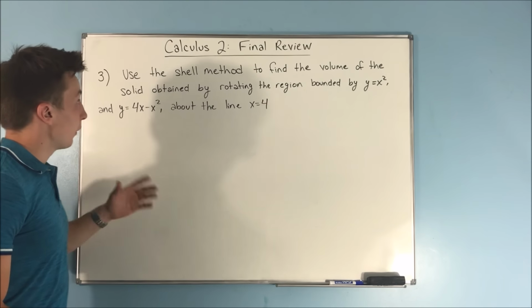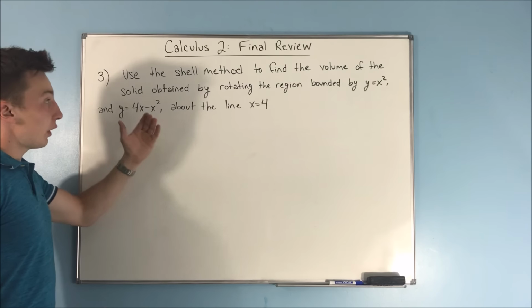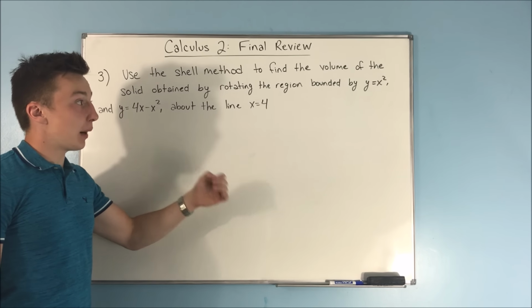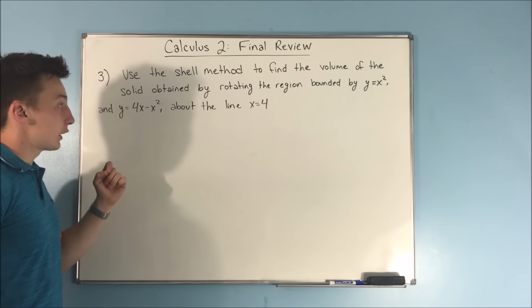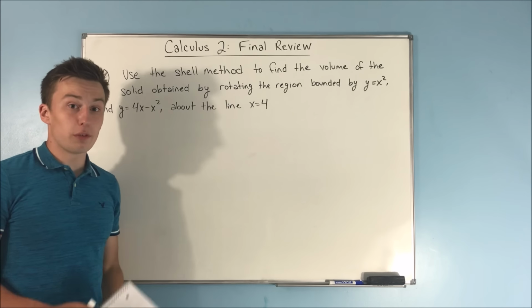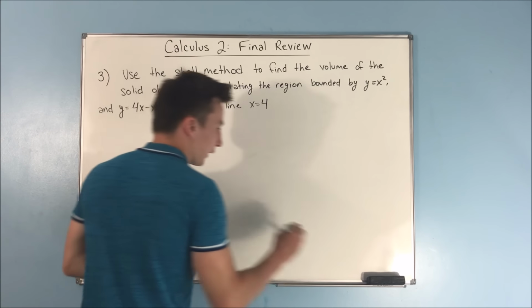So question number 3 says we need to use the shell method to find the volume of the solid obtained by rotating the region bounded by y equals x squared and y equals 4x minus x squared about the line x equals 4. So first you need to recall what the shell method actually says.